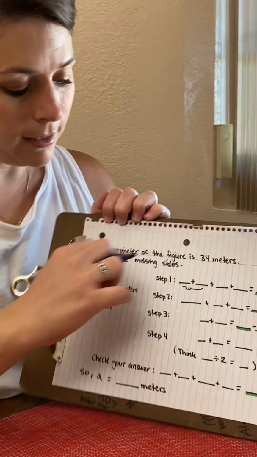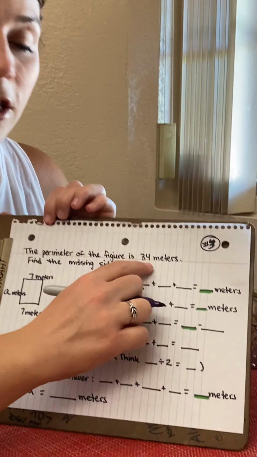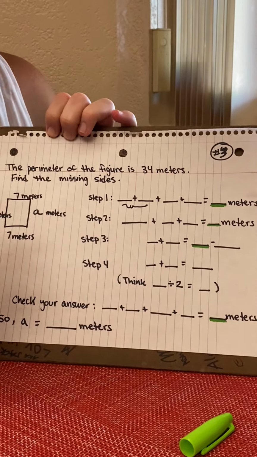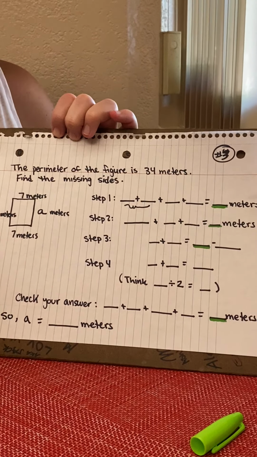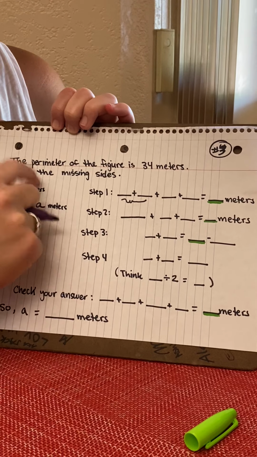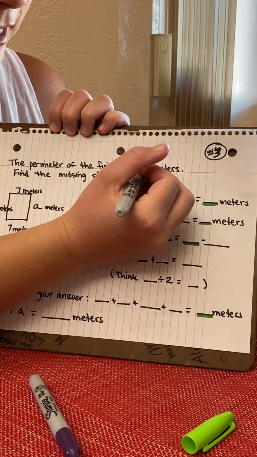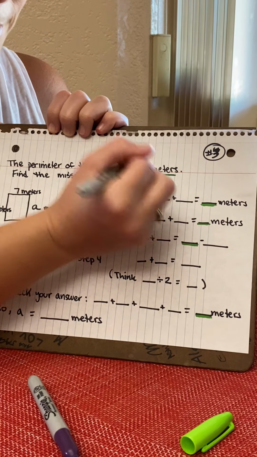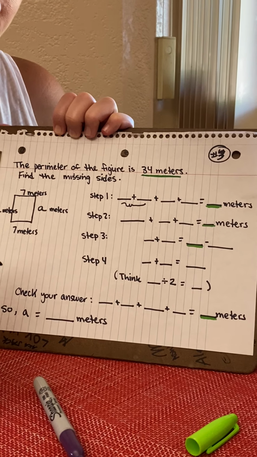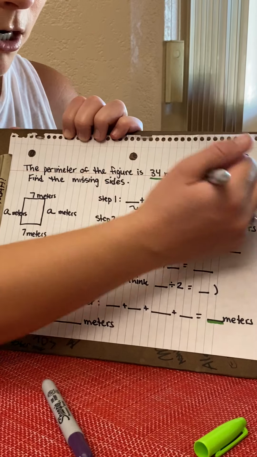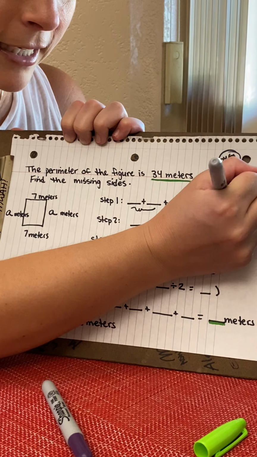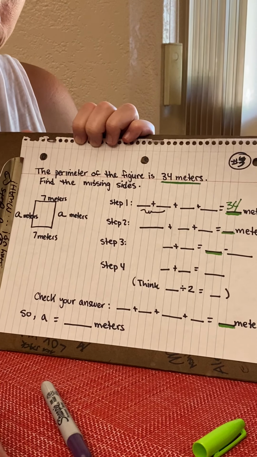It says that the perimeter of the figure is 34. Remember, if you don't understand the one that we just did, go back and rewatch it. If you're okay with it, we're going to move on to this problem. Just like the problem before, it gives me what my total perimeter is, and I know I'm going to put that answer over here. I know that everything has to equal 34.